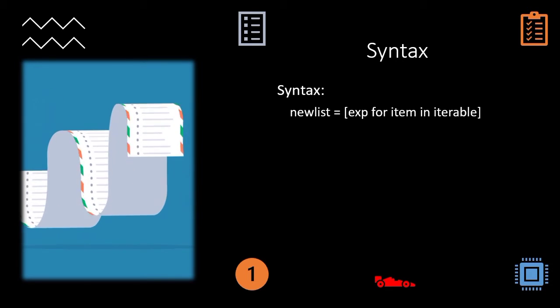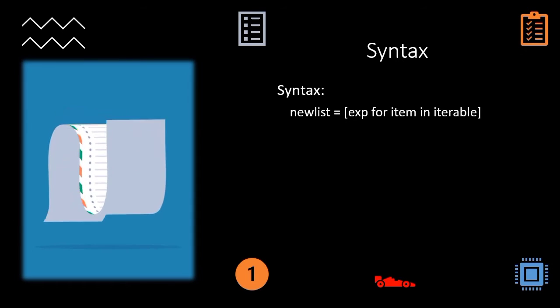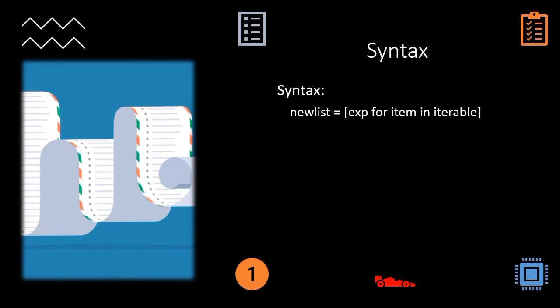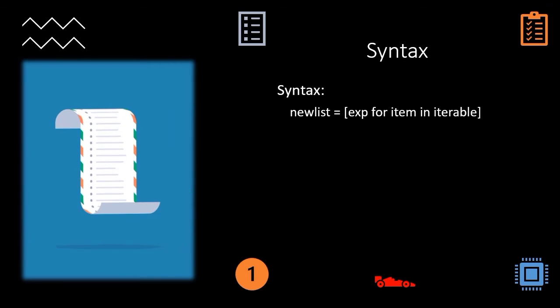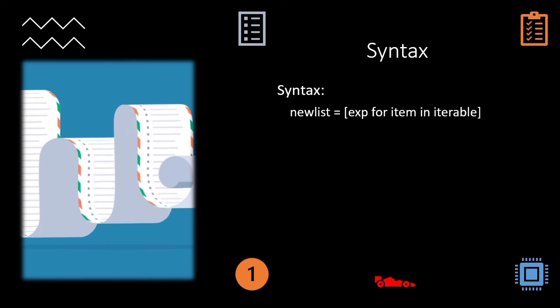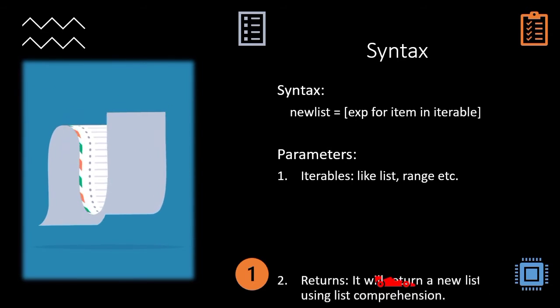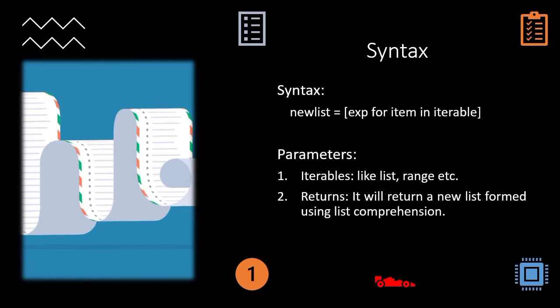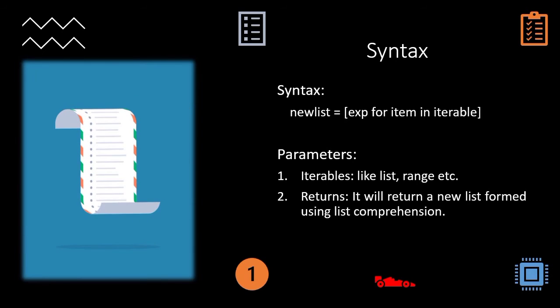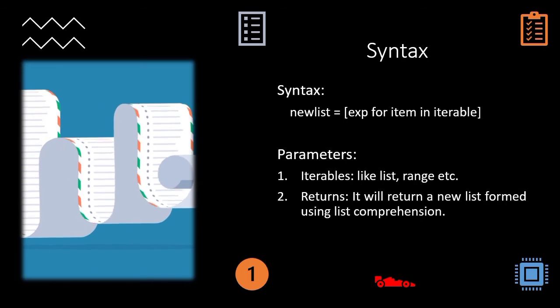Here I have only discussed the expression, but we also have conditions inside list comprehensions that will be discussed in later videos. Now let us understand the parameters for list comprehensions. First of all, it takes an iterable which can be list, range, tuple or anything, and it will return a new list which has been formed using the list comprehension.